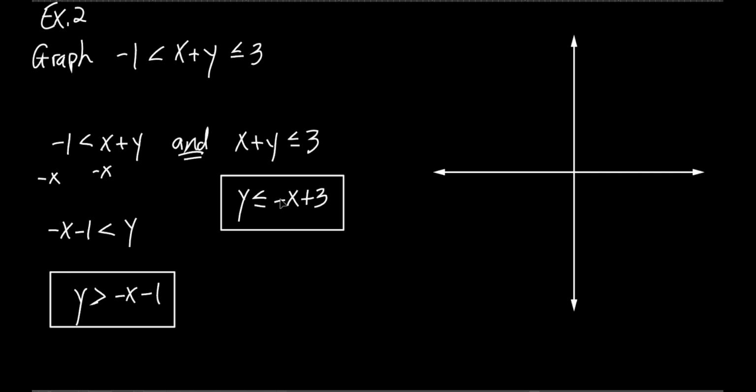So this one's going to be a solid line. How do you know this one's going to be a solid line? Because it's greater than or less than or equal to. Because it's or equal to. What about this one? Dotted. It's just going to be a dotted line. So one's going to be solid, one's going to be dotted. So let's just graph them both.